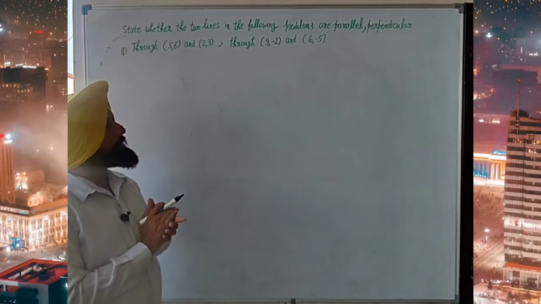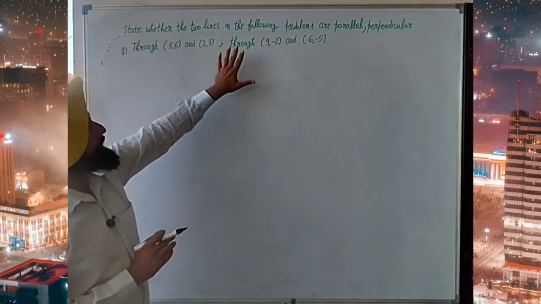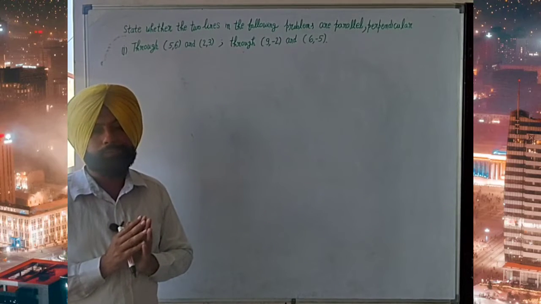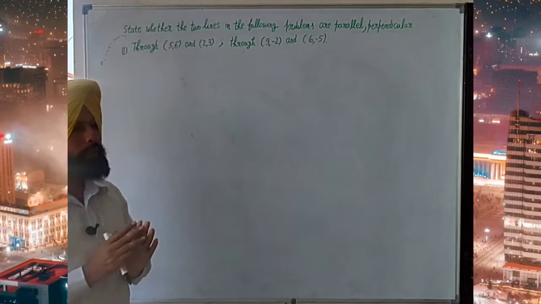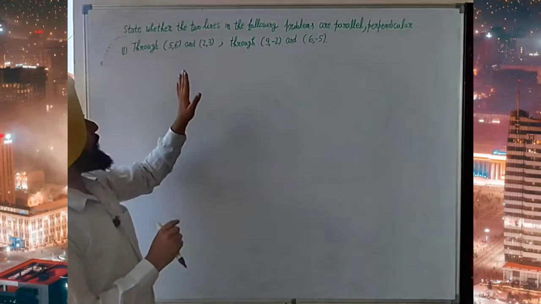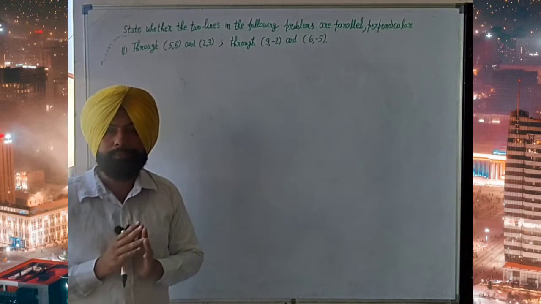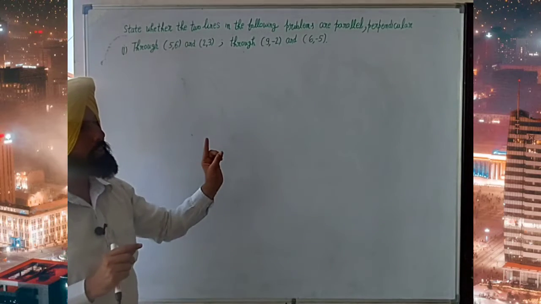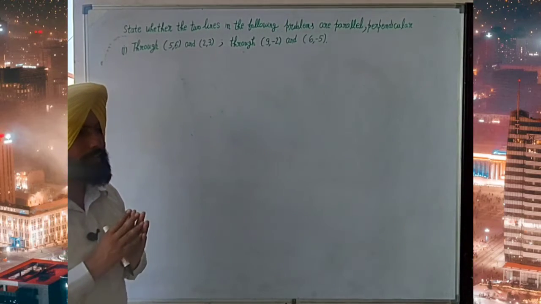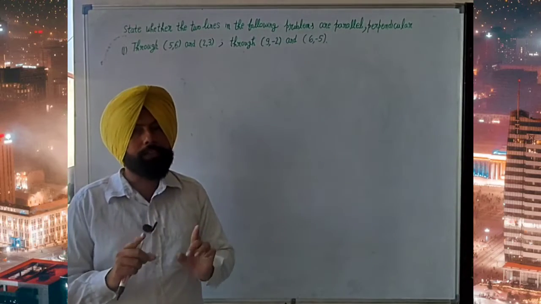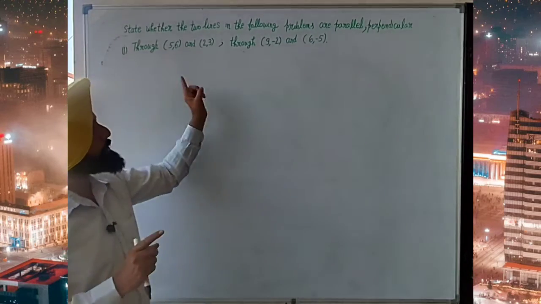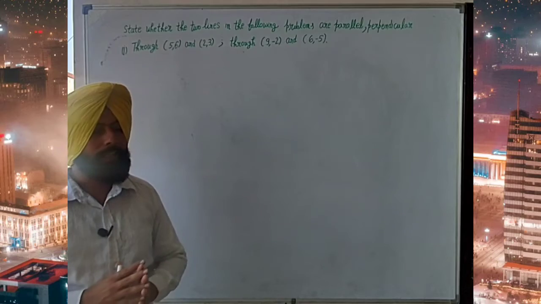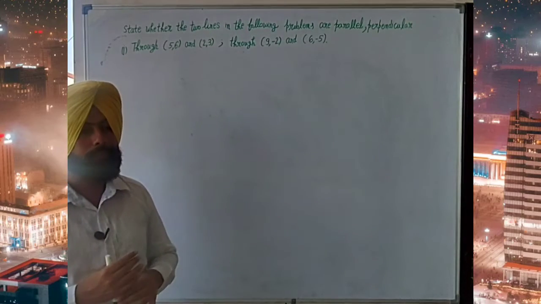Now we want to check whether the given lines are parallel or perpendicular. Now we know if the slopes of these two lines are equal, then the given lines are parallel. And second, if the multiplication of slopes of these two lines equals minus 1, that means the lines are perpendicular.